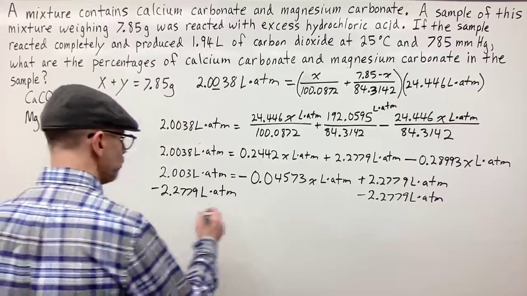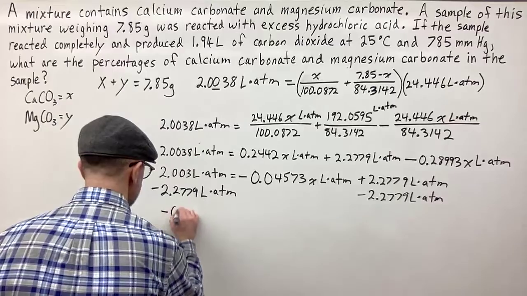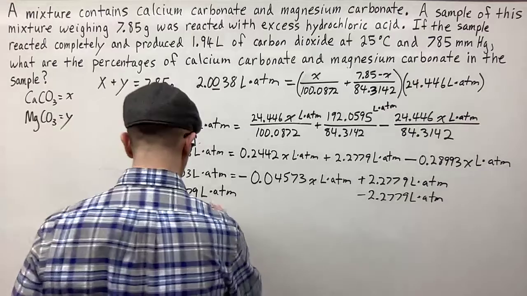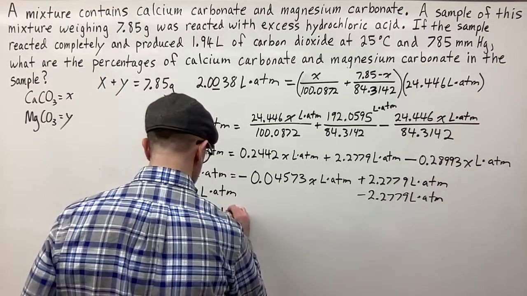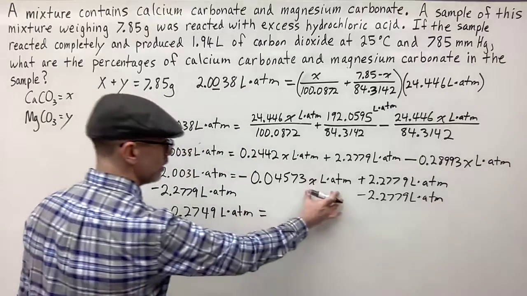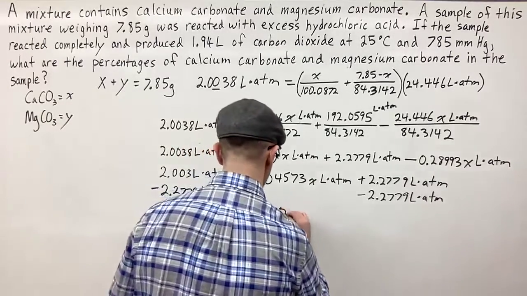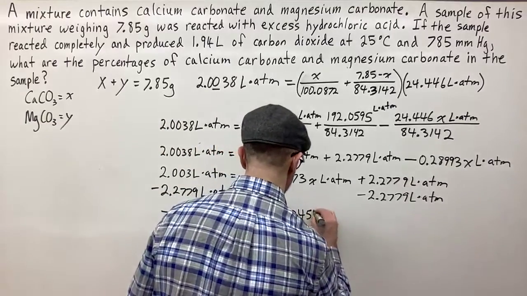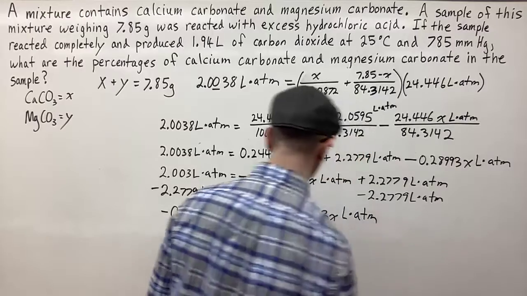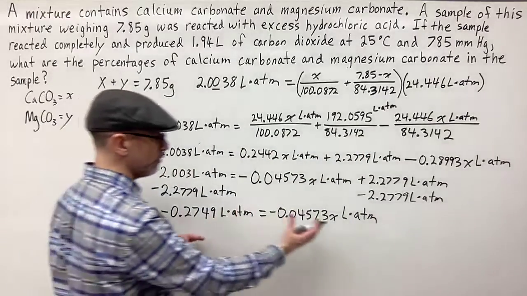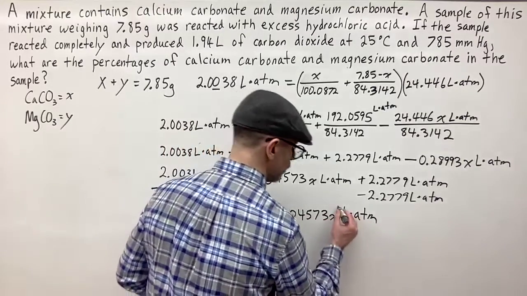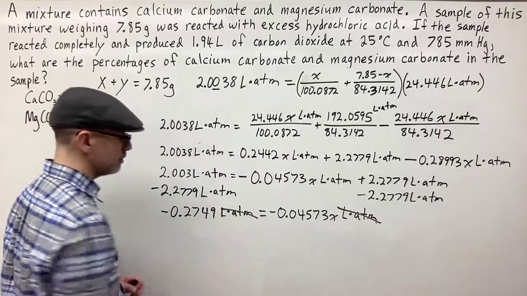negative 0. So it's going to be a negative 0.2749 liter atmospheres. And that's going to be equal to this right here. So negative 0.04573x liter atmospheres. And now you can see that the liter atmospheres are going to cancel out because when we divide by this number, the liter atmospheres are going to divide as well. So that's going to cancel out with this.